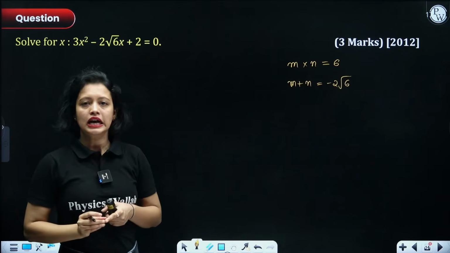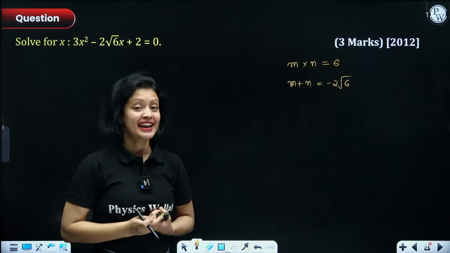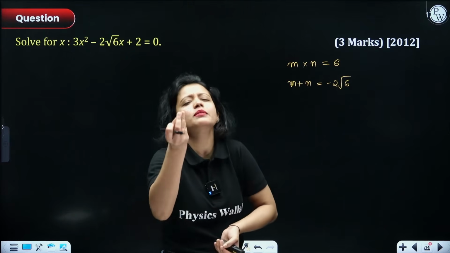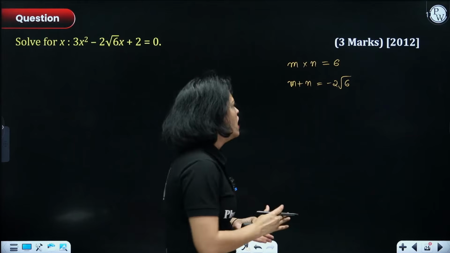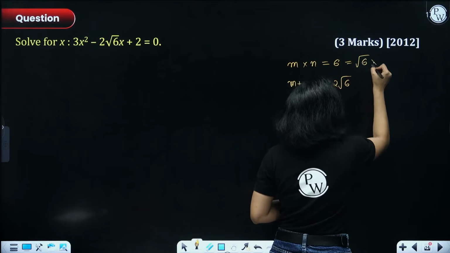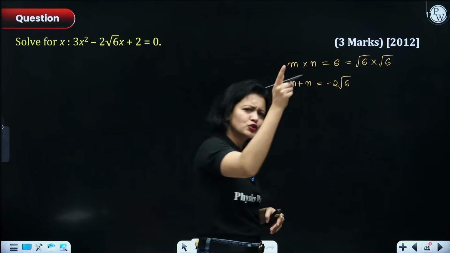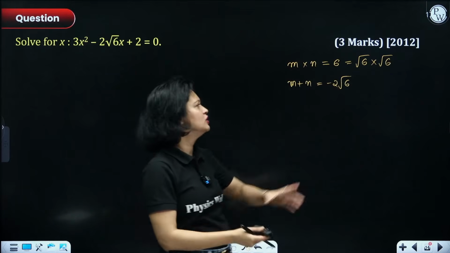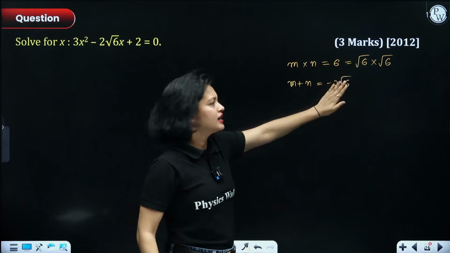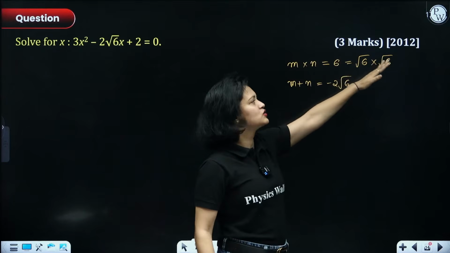Okay, how will you do this? Now everyone, let's apply a little bit of common sense or a little bit of arithmetic that we know. Think about it. I can write 6 as root 6 into root 6. That's the first thing that should strike your mind. Why? Because here you have root 6, right? So you think, how can I relate root 6 with 6? I can relate root 6 with 6 by writing 6 as root 6 into root 6.